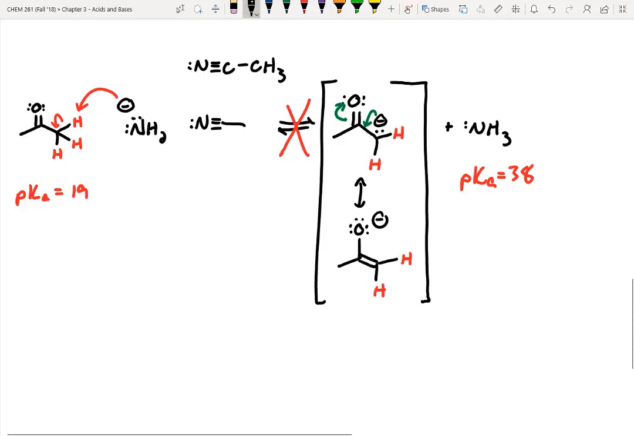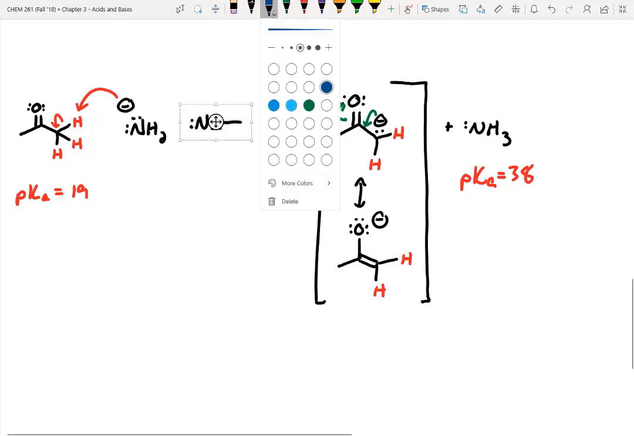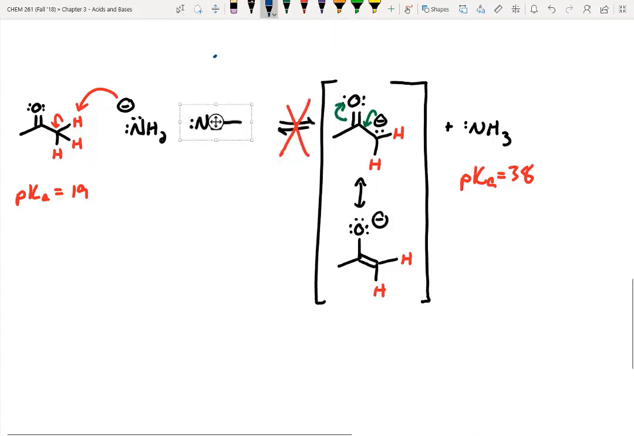So let me fix this again and say, all right, this is acetonitrile now. Now this is my solvent for the reaction. We're no longer going to use water. So I'll color code this for my solvent. Either way, I'll just box it. There we go. So this is my solvent now. What was the pKa of acetonitrile? 25.